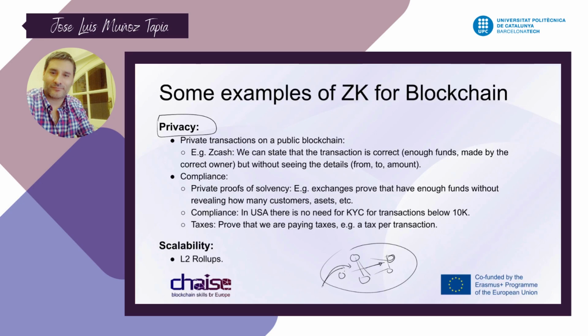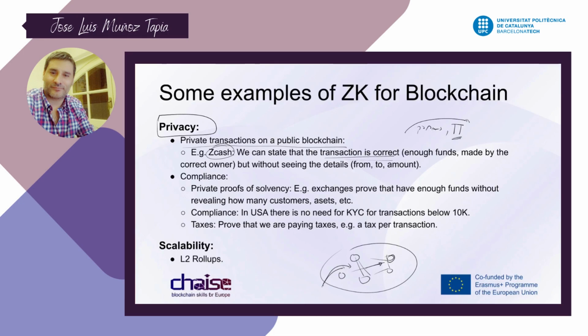To put it in a more concrete example, one of the examples is how to create private transactions on a public blockchain. And this is the example of Zcash. So I send a transaction to the network with some parameters, and then I send a proof. Usually proofs are denoted with the Greek letter pi, and essentially this proof states that the transaction is correct.